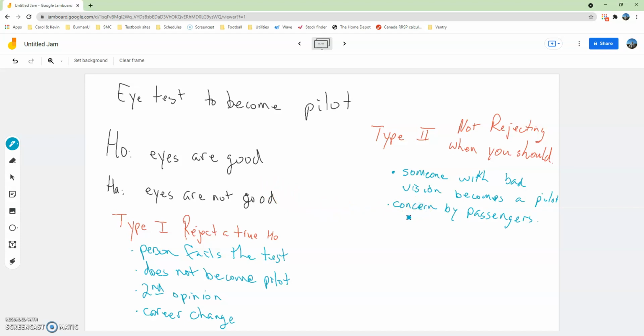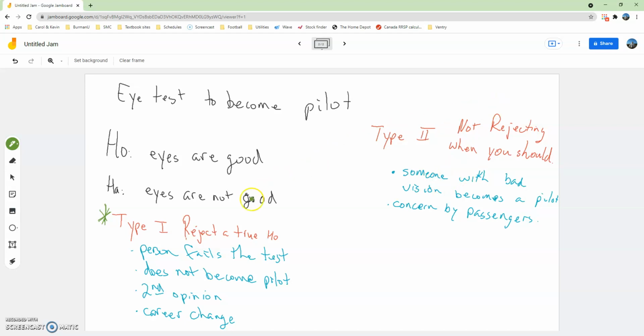It's just not good. So the question is, what error are you more comfortable with? Type 1 or type 2? Because there is a chance of making a mistake. So what type of mistake do you want to make? A type 1 error, where basically you fail people that shouldn't fail, or a type 2, where you pass people that should have failed? I think more people are going to be comfortable, unfortunately, making this mistake, because they do not want a type 2 error. They do not want someone flying an airplane that can't see.